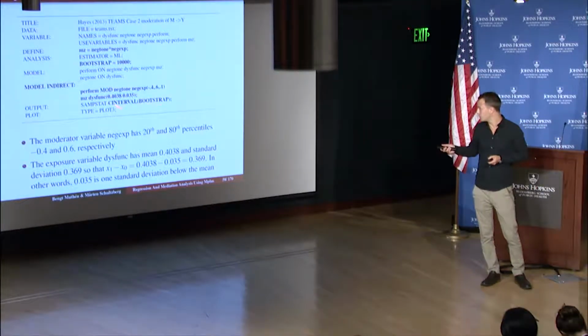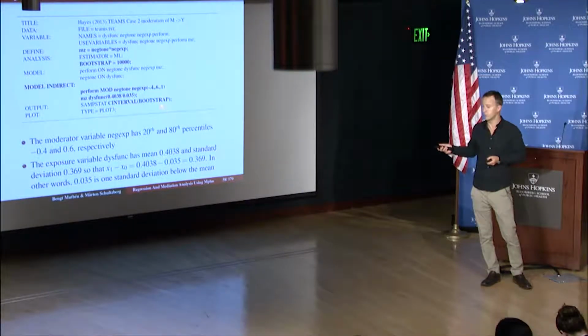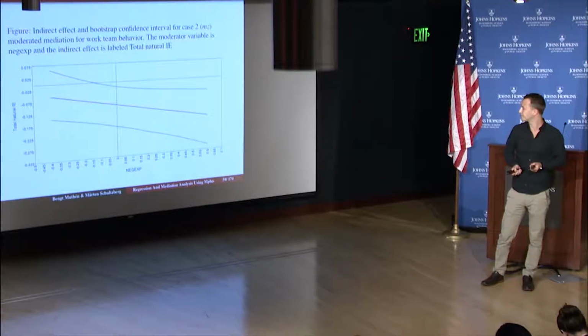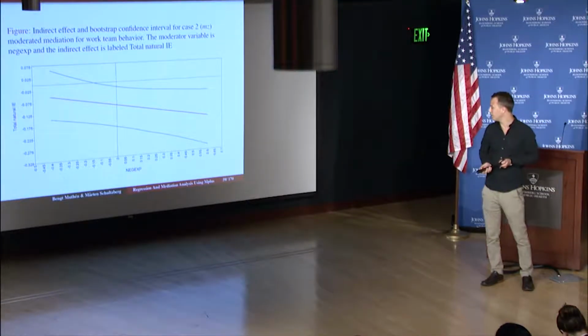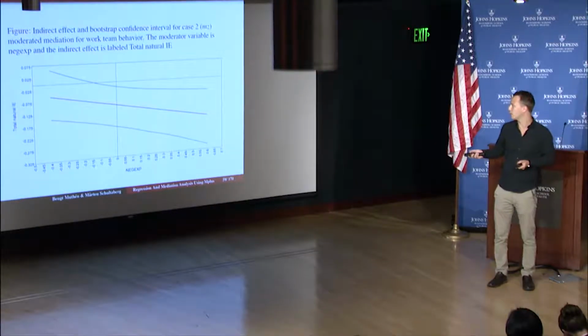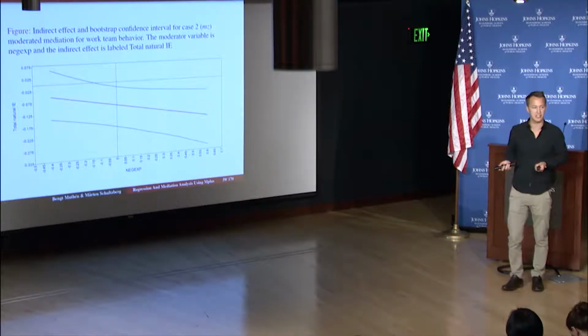And then again, we use the ci option with bootstrap in parentheses to use the bootstrap samples for the confidence intervals. And then for the plot, I can just say we ask for type equals plot 3 in the plot command, and we get these kinds of plots.